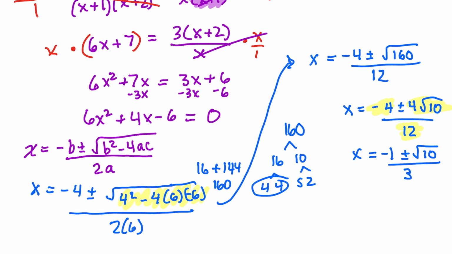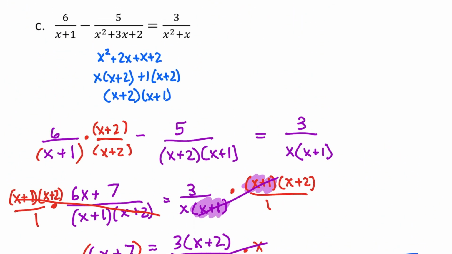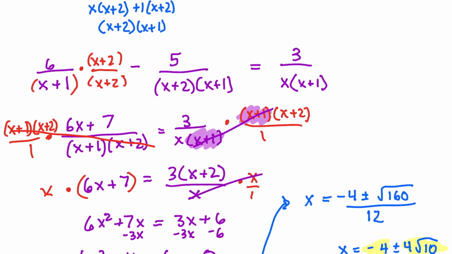If you think about plugging it back into your original, it's not going to make your denominators equal to 0, only negative 1, negative 2, and 0 would do that.